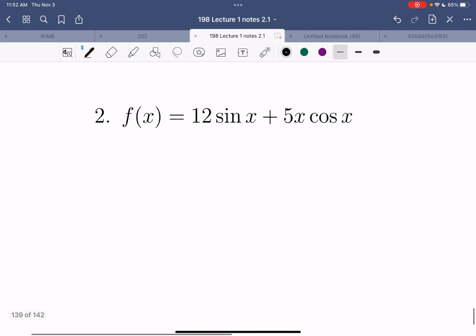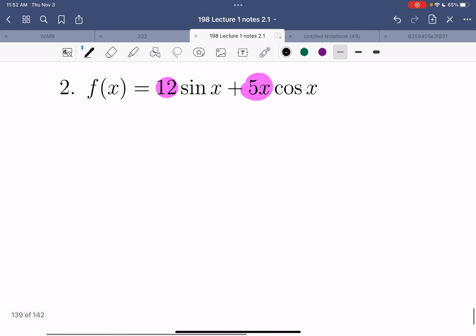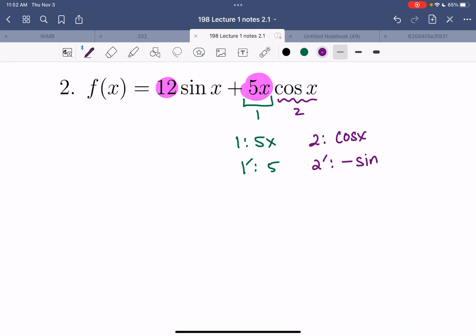In number 2, notice that in the first one, I have a number times sine x, and in the second one, I have a function times cosine x. So in the first term, I don't have to use product rule here because a number times a function, we can leave the number, take the derivative of the function. But because I've got the x, I'm going to have to use product rule on this one. So 5x will be my function 1, and cosine will be my function 2. So function 1 will be the 5x, and its derivative is 5. Function 2 is the cosine of x, and its derivative is negative sine x.